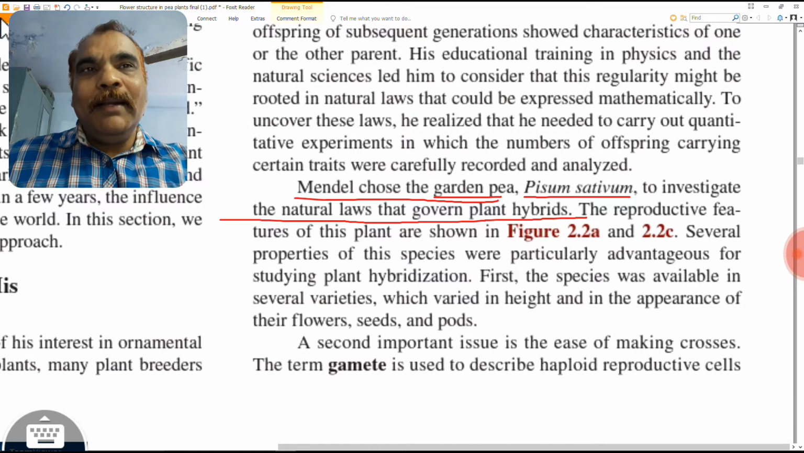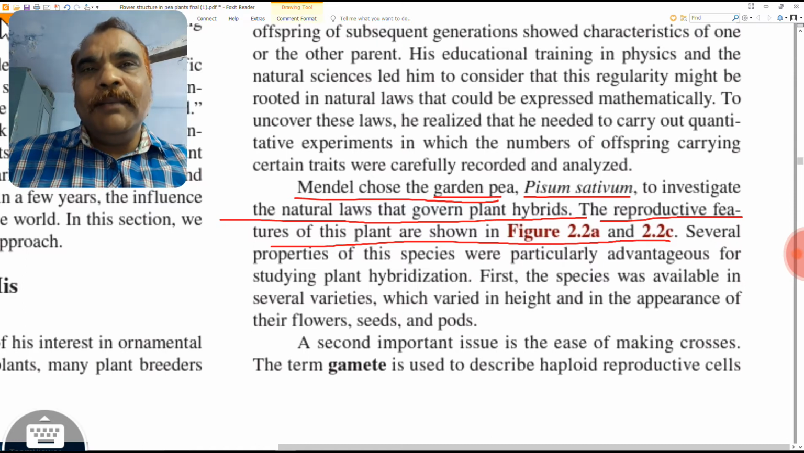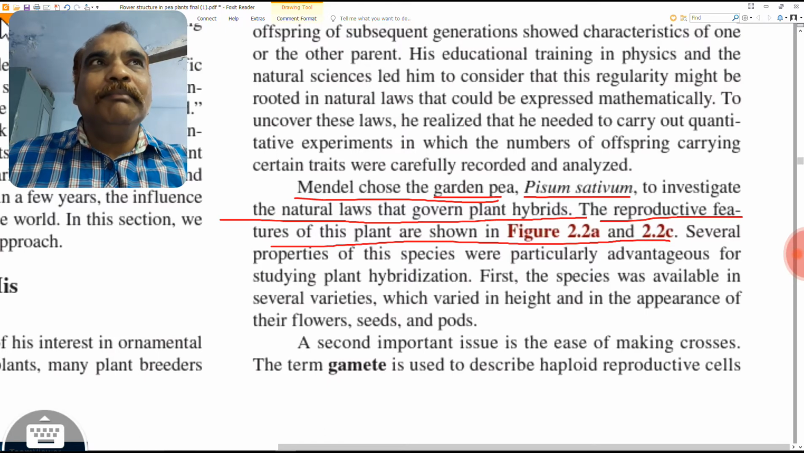So we know that Mendel has given us the laws of heredity, and for his research, for his study, he chose the garden pea plant, that is Pisum sativum. Now, the reproductive features of this plant are shown in figure 2.2a and 2.2c. I will show you both the figures. Now the question comes to our mind: why did Mendel choose the garden pea plant particularly for his research?